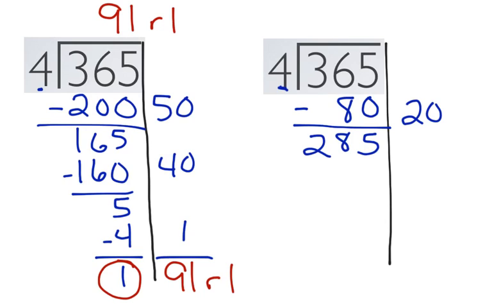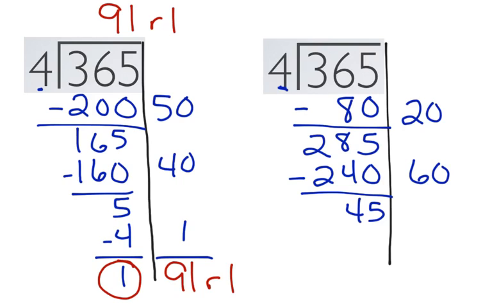I could probably up that a little bit. Well, I'm going to try it again. Because I know my 4s, I'm going to try to get close to that 285. I'm going to try 60 this time. 4 times 60 is 240. There, that's better. That looks closer. And that leaves me with 45. And once again, because I know my 4s, I'm going to multiply that by 11. 4 times 11 is 44, leaving me with 1 left. Now that's as far as I can go right now.